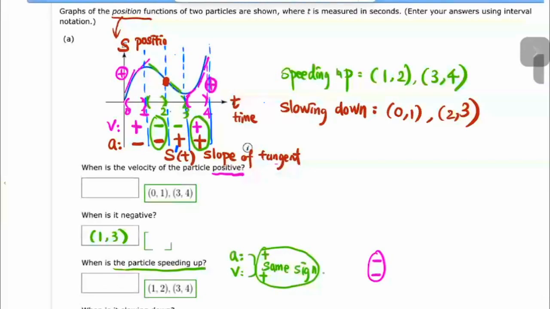All right. I almost forgot this one. Okay, so be careful. You have to see when it changes concavity.